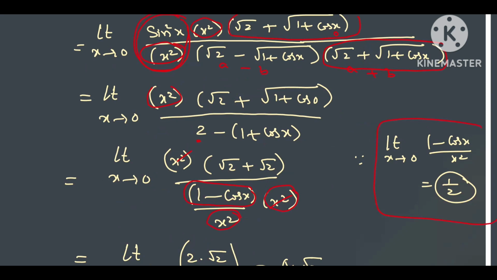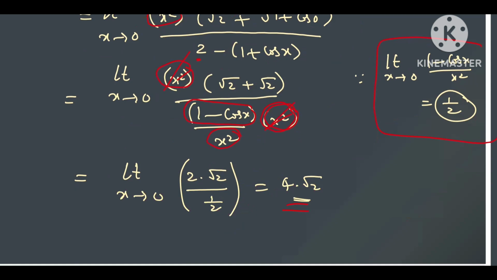Here x square gets cancelled. Now limit x tends to 0, root 2 plus root 2, 2 root 2, by 1 by 2. What answer do we get? 4 root 2.